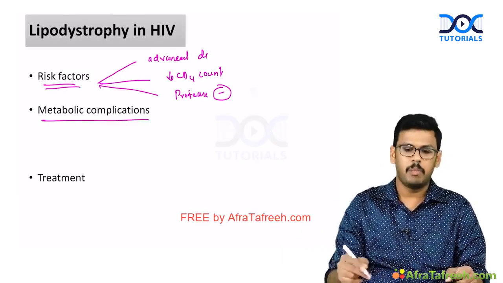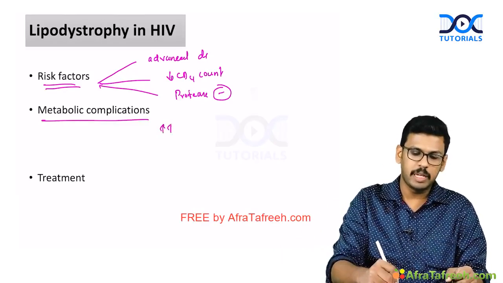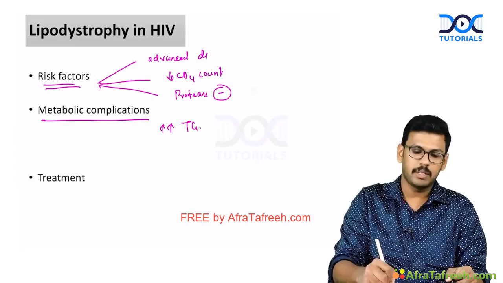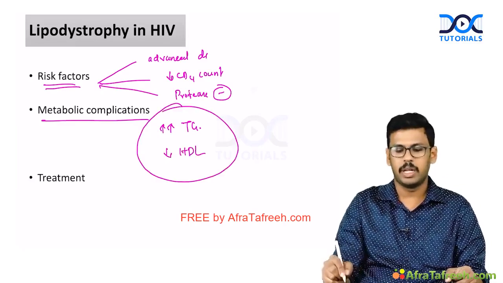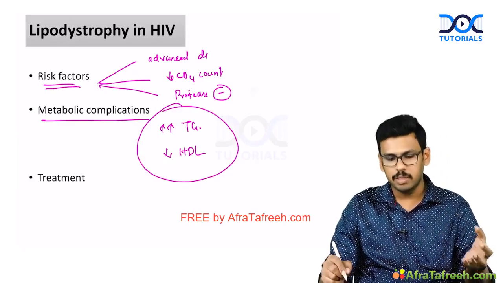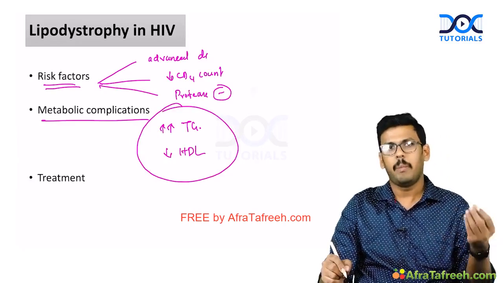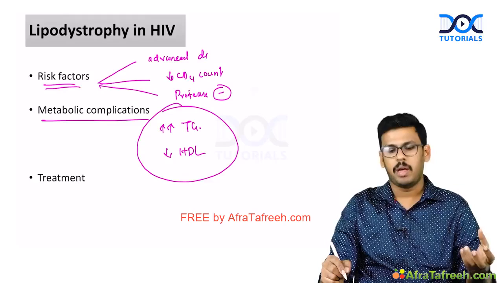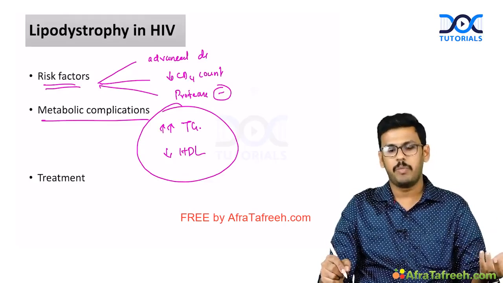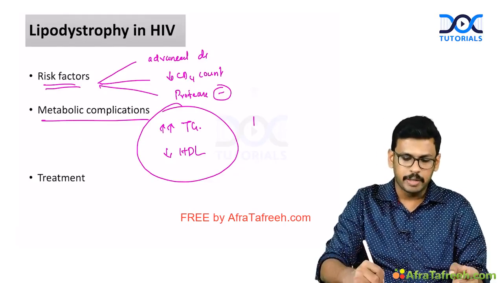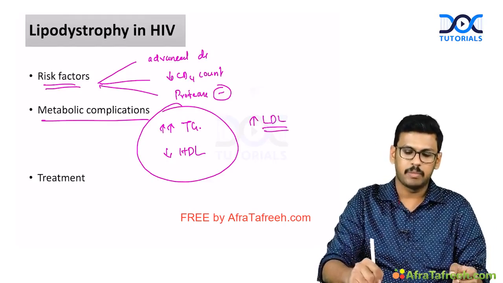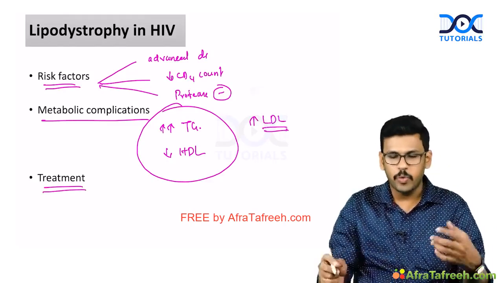What are the metabolic complications? The most significant is the increased triglycerides and low HDL. So increased triglycerides and low HDL. Due to anabolic steroids, this triglyceride cannot be explained, but as a part of lipodystrophy and metabolic syndrome, the triglycerides would be elevated, HDL would be low, and LDL will also increase. And the treatment you give accordingly.